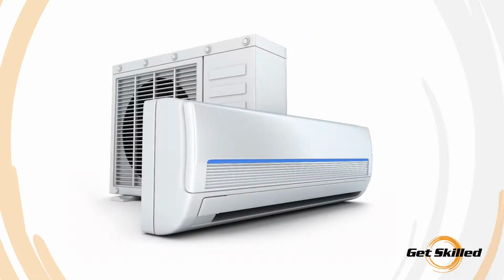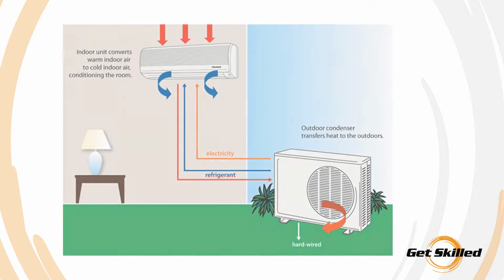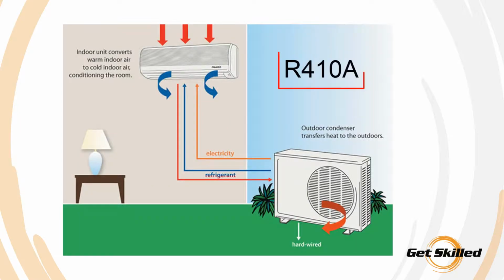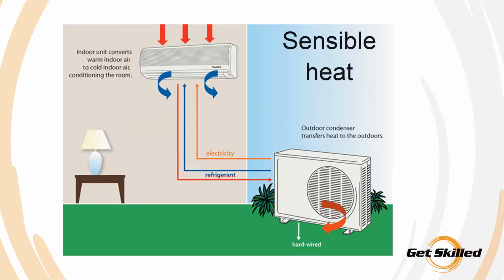In a split system, the sensible heat change is seen when the refrigerant is cooled or heated by the ambient air temperature. For example, in an R410A system, if the refrigerant temperature entering the indoor unit is 2 degrees Celsius and the ambient air being pulled over the coils by the fan is 27 degrees Celsius, the refrigerant will absorb the heat, causing the refrigerant to change temperature to 8 degrees Celsius. This is an example of sensible heat.